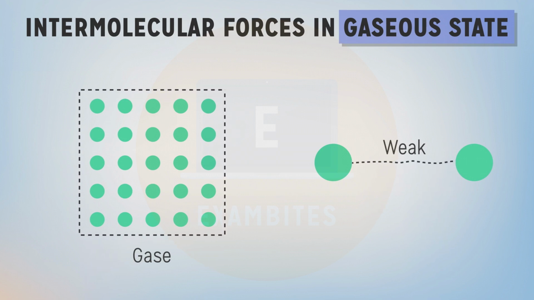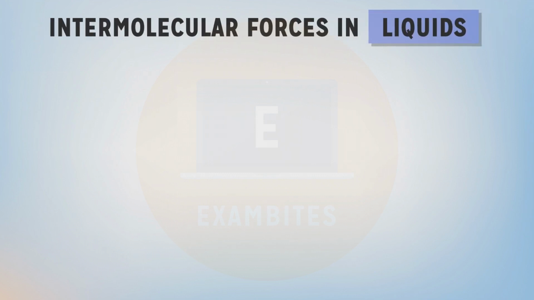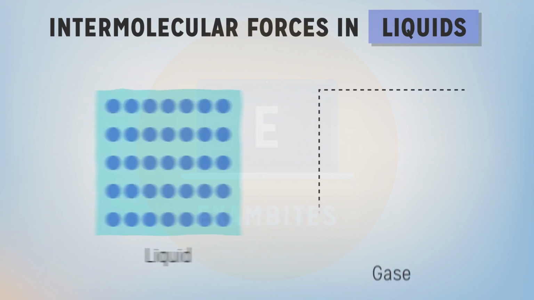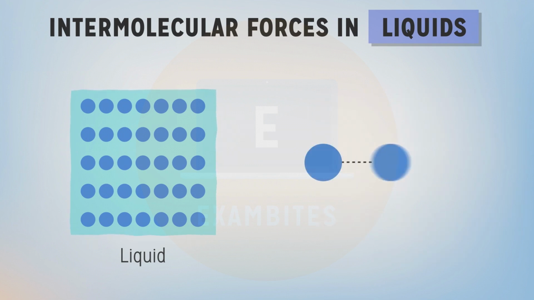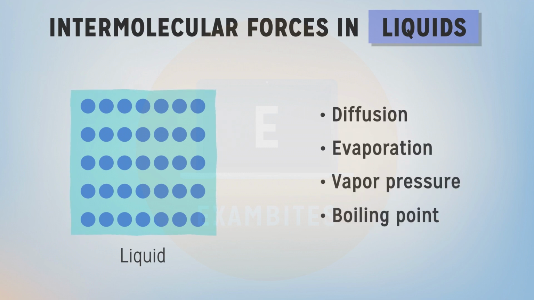Secondly, we learn how strong intermolecular forces are in liquids. Liquid state molecules are much closer to each other as compared to gases. Therefore, liquid molecules develop strong intermolecular forces which affect their physical properties like diffusion, evaporation, vapor pressure, and boiling point.